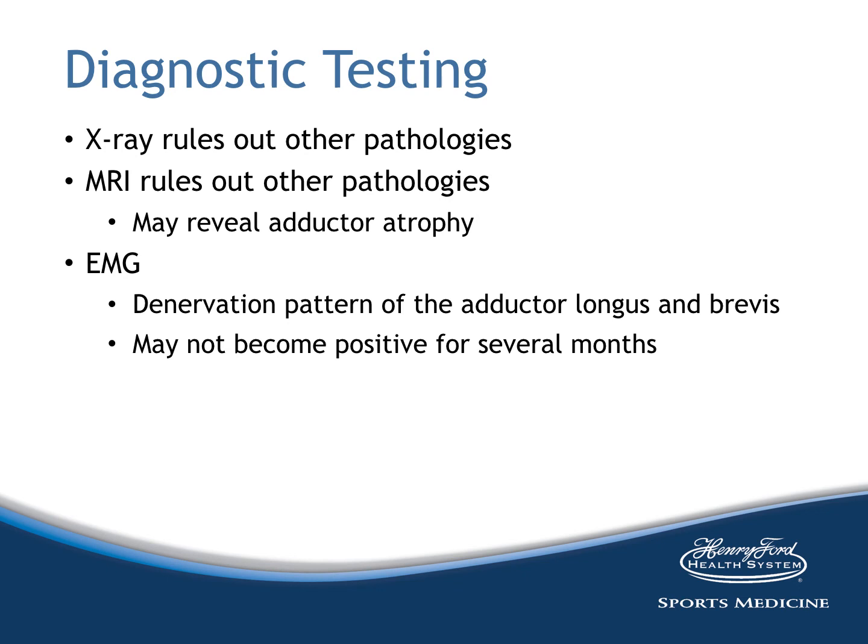X-rays are used to rule out other pathologies, as are MRIs. The MRI can certainly reveal adductor atrophy in situations of obturator nerve entrapment. An EMG will show a denervation pattern of the adductor longus and brevis, but this may not become positive for several months, and so an EMG could be disappointing when the history and physical exam all point to obturator nerve entrapment, but the EMG returns normal.